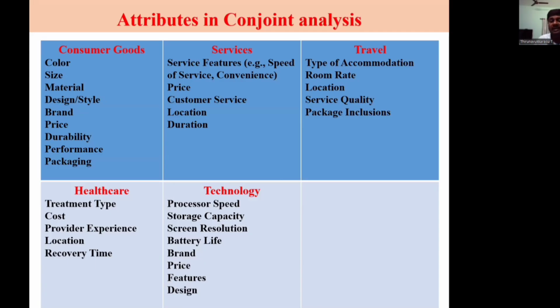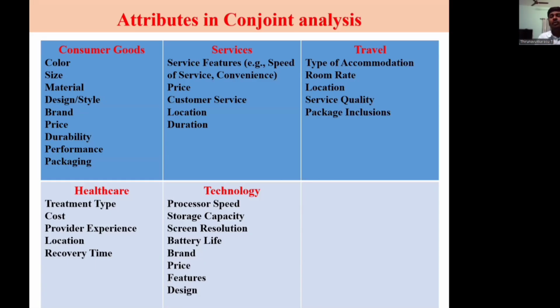And then if you go with technology: processor, storage capacity, screen resolution, battery life, brand, price, feature, this and all as attributes for technology-oriented businesses. So these are all the major attributes already included in the research. These are all taken from the proven significant results.